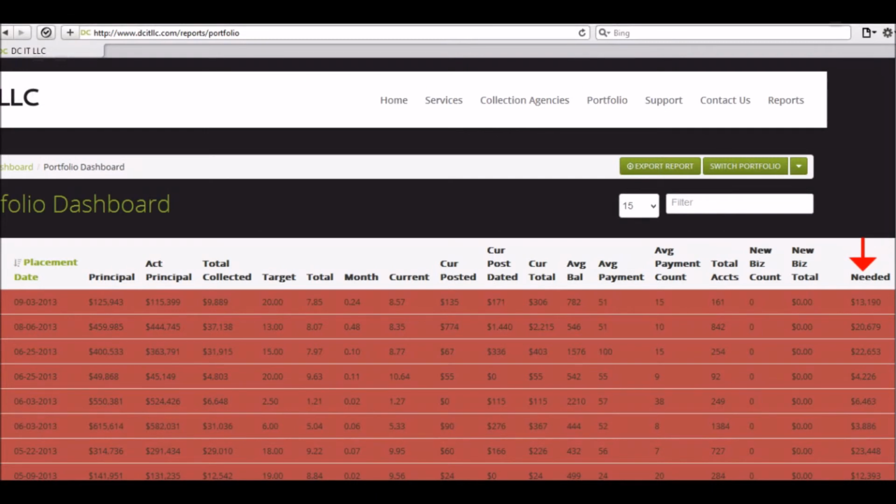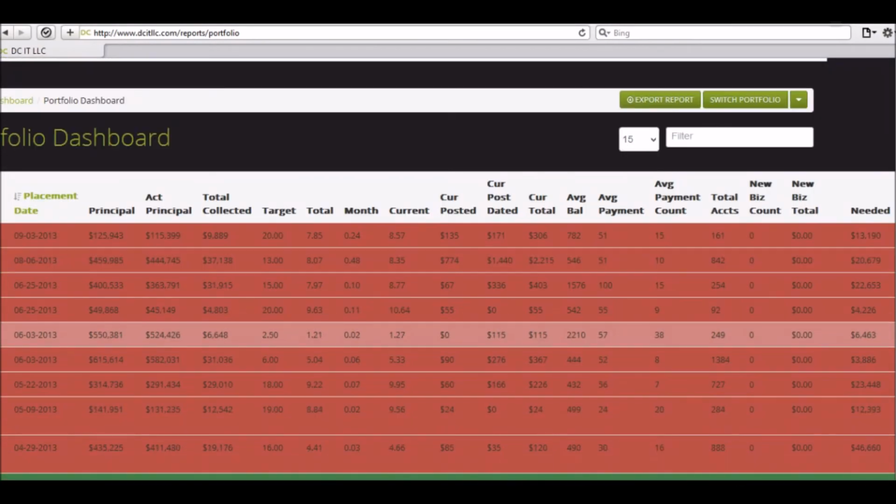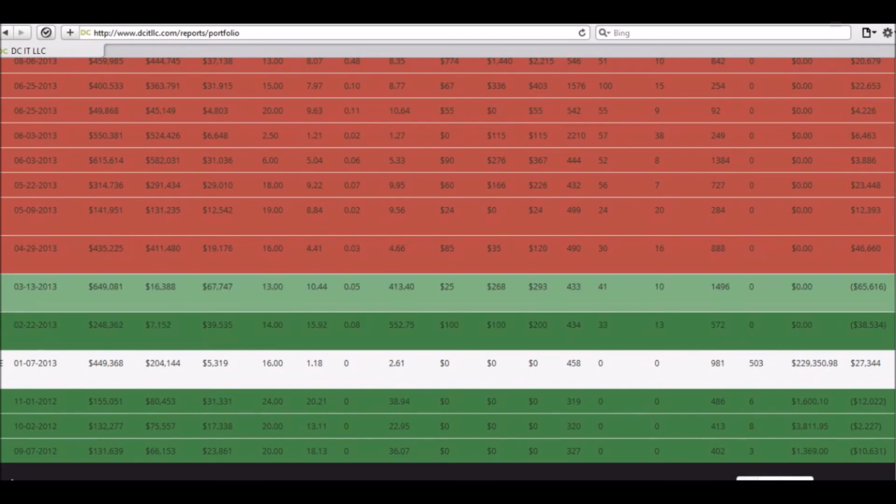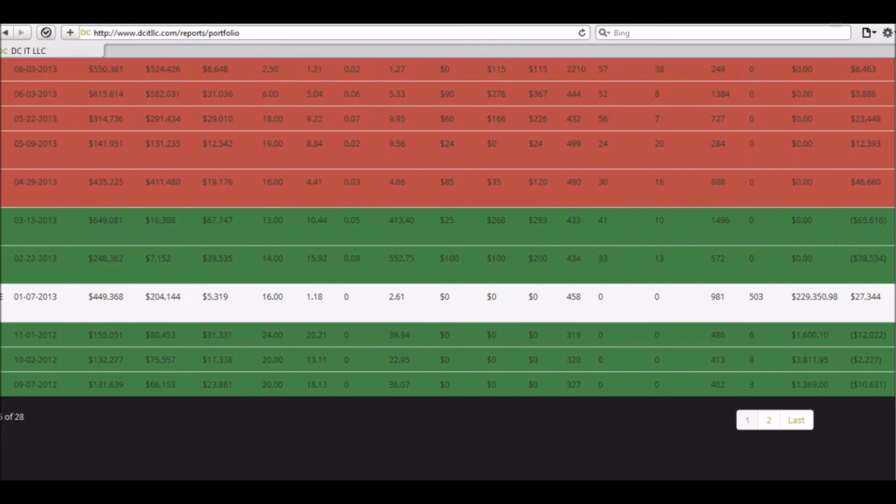As you notice, this report is color-coded. If the portfolio is in red, then that means you have not hit your target liquidation percentage. If the portfolio is in green, this means you have hit your target liquidation percentage, and if your portfolio is in white, this means you're still working on it.